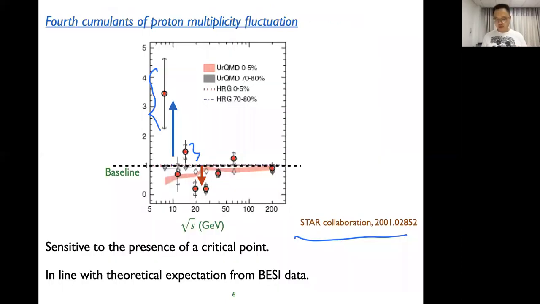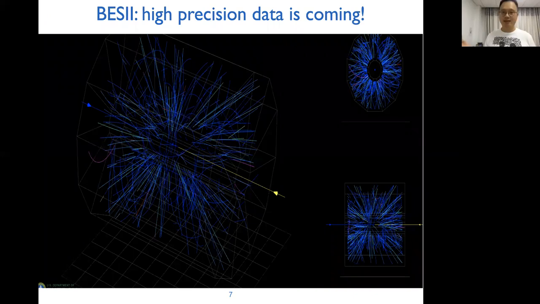In this program, what people will do is very precise measurements in these regions where we see some hints of criticality. So in short, high precision data is coming. The question one should ask is: what should we do? How should we extract the information about criticality from such beautiful data?